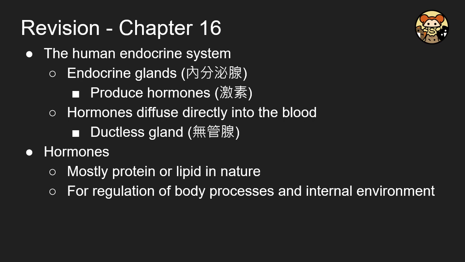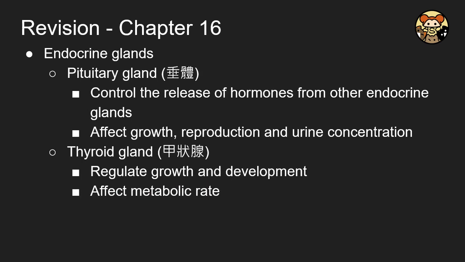And completing the nervous system, we will move to the endocrine system. The endocrine glands produce hormones, and the hormones diffuse into the blood, because the blood is the main medium for transport. The hormones are mostly protein and lipid. In chapters 5 and 6, we talk about why protein and lipid are important to our body, because they are hormones and they are required in the regulation of body processes.